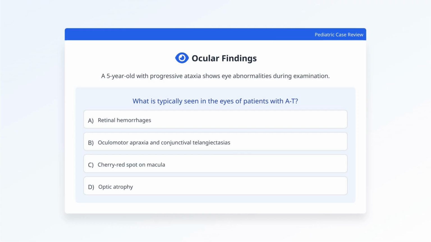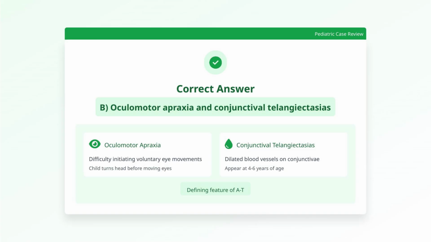A 5-year-old with progressive ataxia shows eye abnormalities during examination. What is typically seen in the eyes of patients with Ataxia telangiectasia? A. Retinal hemorrhages. B. Oculomotor apraxia and conjunctival telangiectasias. C. Cherry red spot on macula. D. Optic atrophy. The correct answer is B.